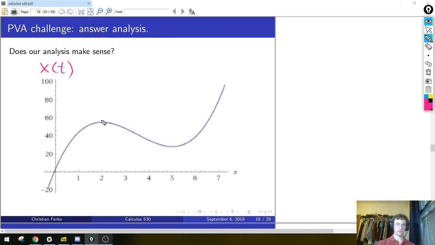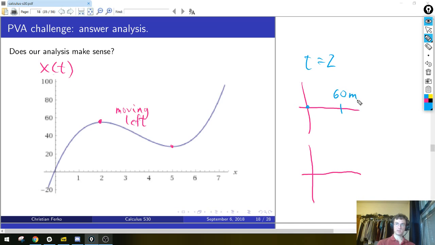So let's see. We said between 2 and 5, the particle is moving to the left, right? So you have to interpret this graph correctly. Again, this is the distance from the origin in some coordinate system. So at time t equals 2, on the right now I'm drawing an actual snapshot of where the particle is, not the position graph. This is just literally where the particle is. At t equals 2, the particle is 60 meters away from the origin.